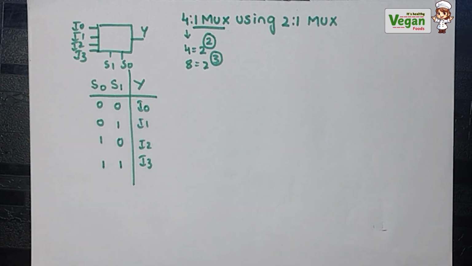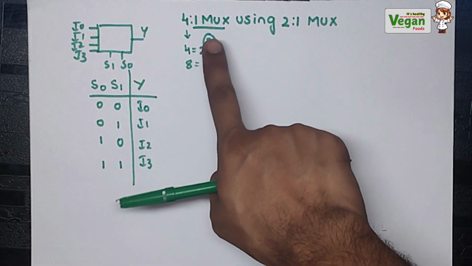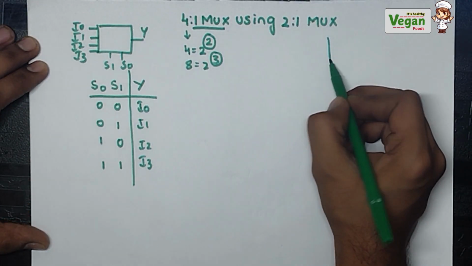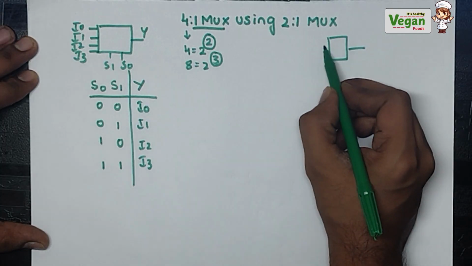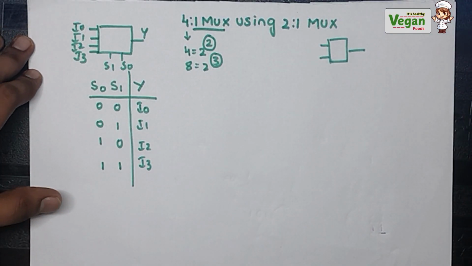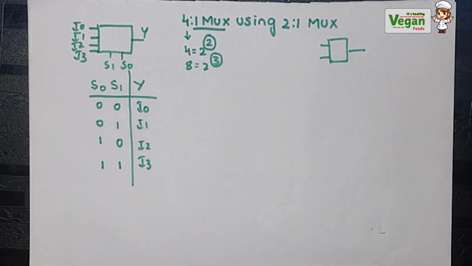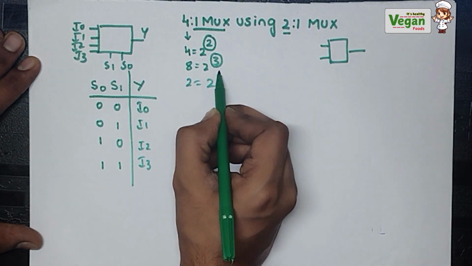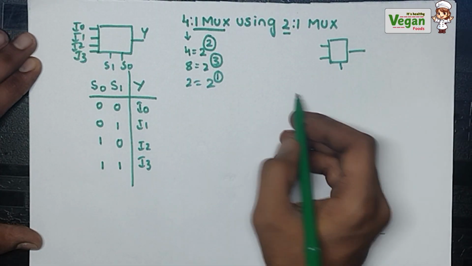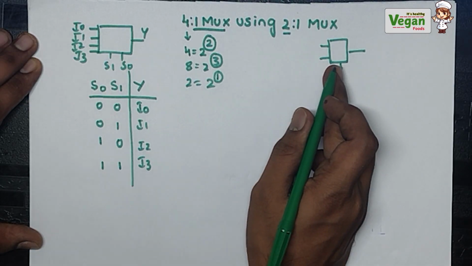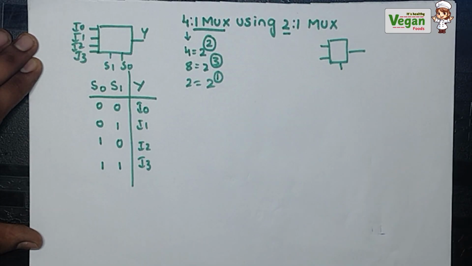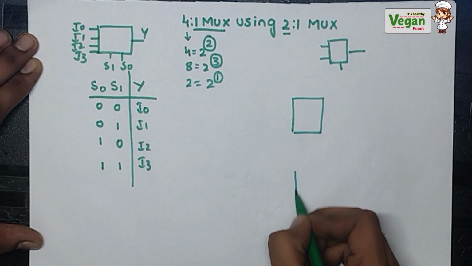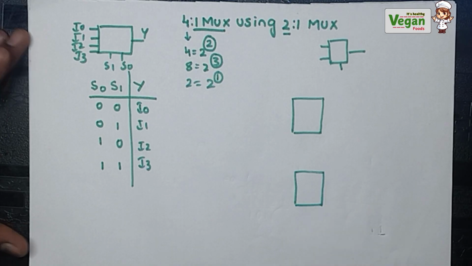Using this truth table, we will represent the 4:1 mux using 2:1 mux. In a 2:1 mux, what will be the condition? There will be one output only but 2 inputs. What is the number of selective lines? Since we have 2 inputs, how can you write it in powers of 2? 2 power 1. Therefore, 1 selective line will be there. So now we will represent the 4:1 mux using 2:1 mux. We will use one 2:1 mux and another 2:1 mux.